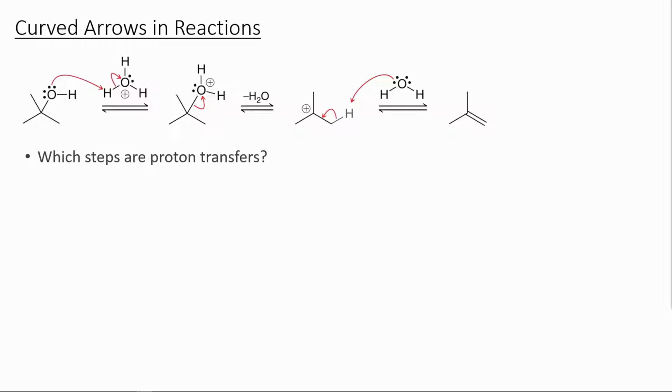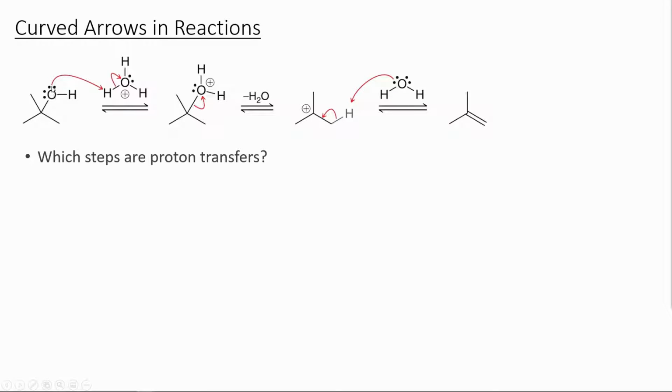So here's a reaction that's going to show several different arrows. We have a multi-step reaction here. And we can go through each of these arrows one at a time and answer the question, which steps here are proton transfer steps?